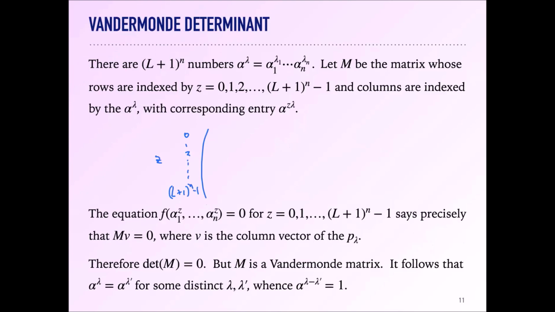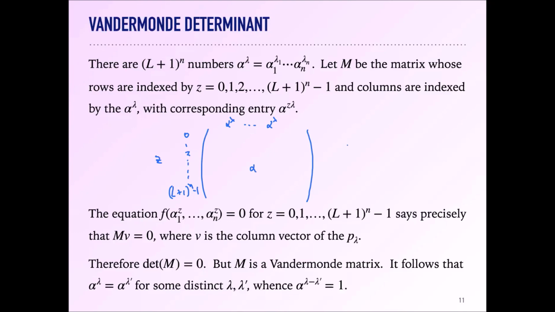And then the columns are indexed by alpha to the lambdas for the various lambdas, so all the n-tuples lambda. There's L plus 1 to the n of those, so this is a square matrix. And in the matrix entry, I put alpha to the lambda z.